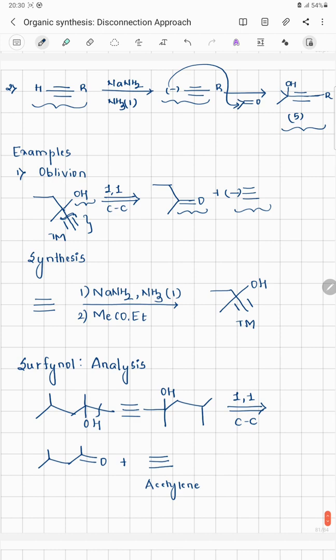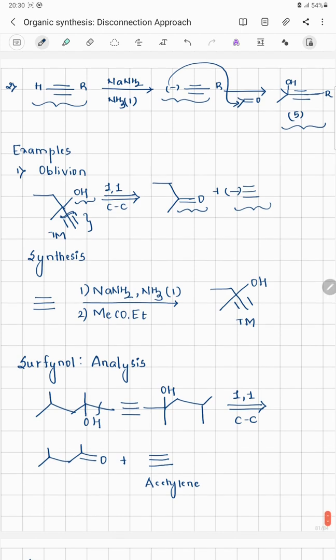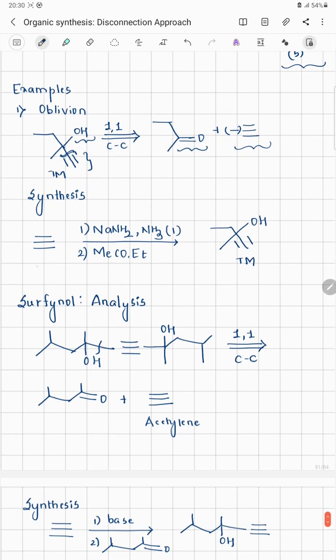Now for example, this oblivion system, I can cleave at a C triple bond C, converting this OH into its respective functional group interconversion through a carbonyl carbon. The other synthetic equivalent can be an acetylenic system. The synthesis is: acetylene reacts with sodamide in the presence of liquid ammonia. It reacts with a ketonic system, that is ethyl methyl ketone. It is going to give me my target molecule, because once this anion is generated, it can easily react onto the carbonyl carbon to get me my target molecule. This is how the target molecule oblivion can be synthesized.